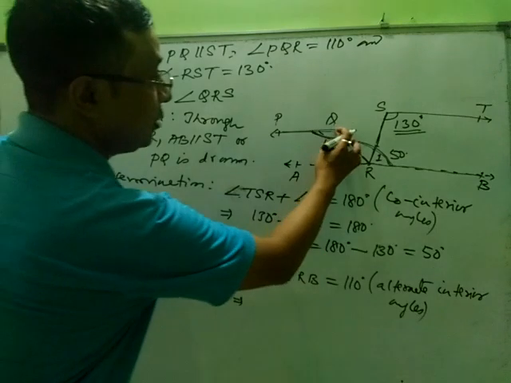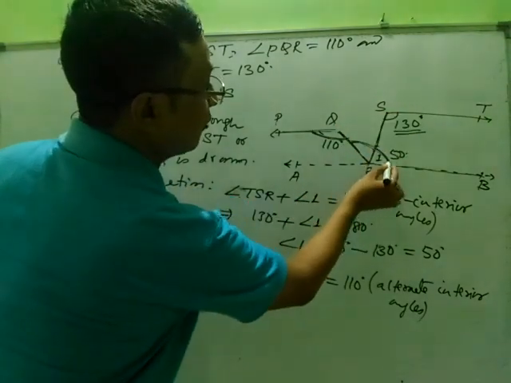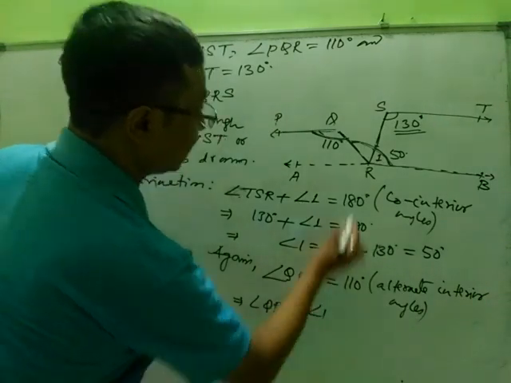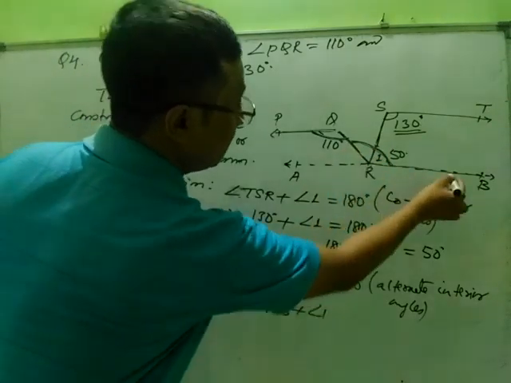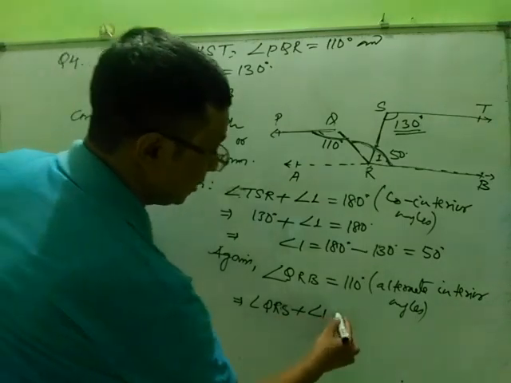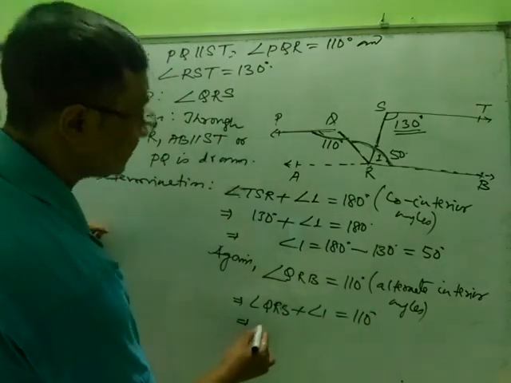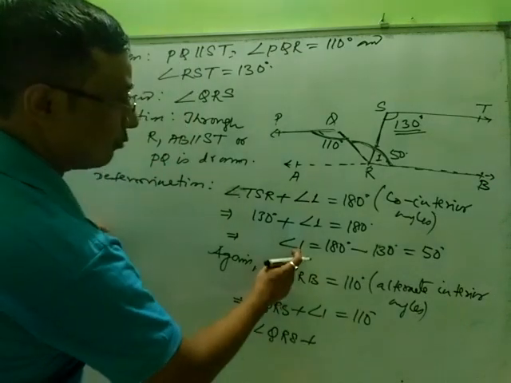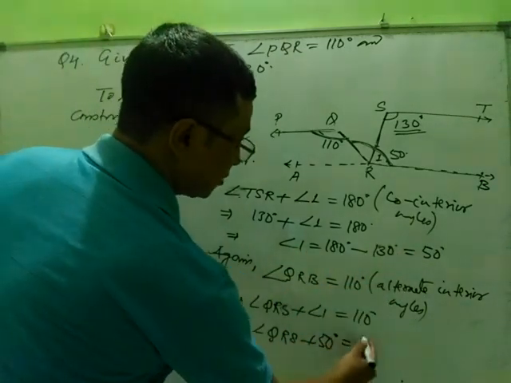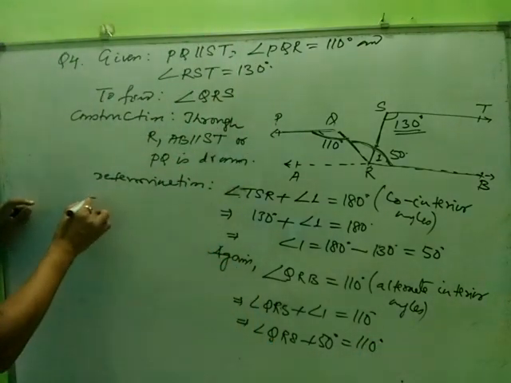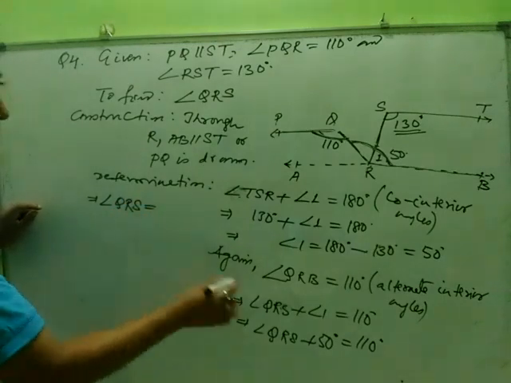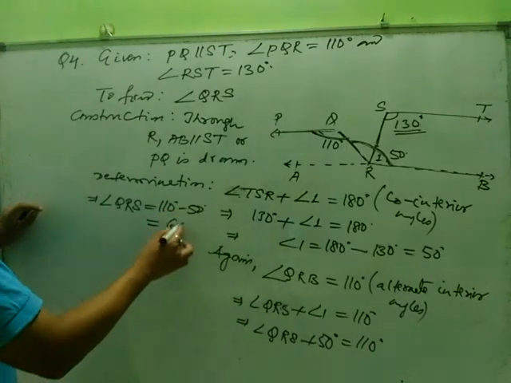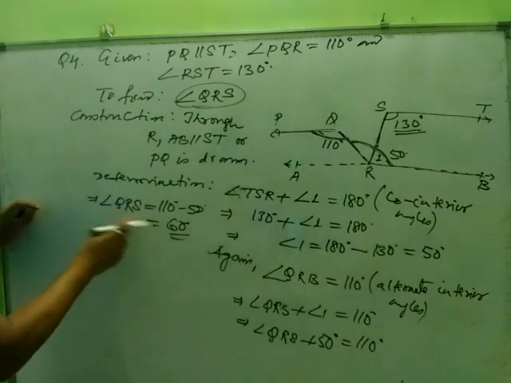So QRB means QRS plus angle 1. So angle QRS plus angle 1 equals QRB, and these two equal 110. This implies QRS plus angle 1, which is 50 degrees, equals 110. So angle QRS equals 110 minus 50 degrees, which is 60. Thus QRS is 60 degrees.